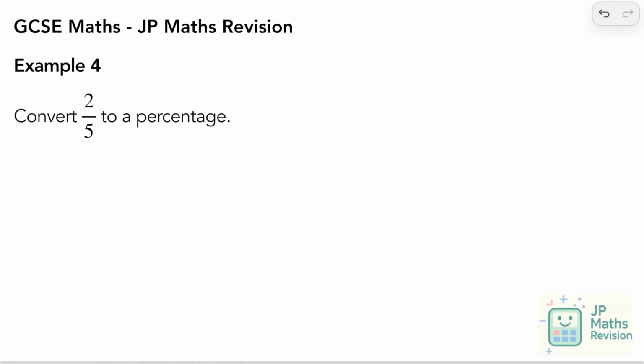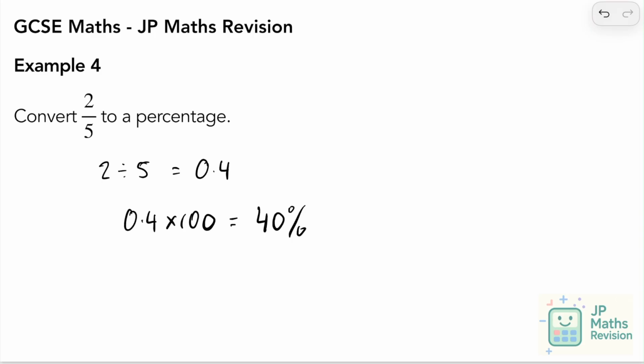Here's another example. So we need to convert 2/5 to a percentage. So to get from a fraction to a percentage, I need to first convert from a fraction to a decimal and then a decimal to a percentage. So 2 over 5 as a decimal, that's going to be 2 divided by 5. So if I work that out either using a calculator or the bus stop method, that's going to be 0.4. And then 0.4 as a percentage, I do 0.4 times 100. So that's going to be 40%. So the answer to this one is 40%.